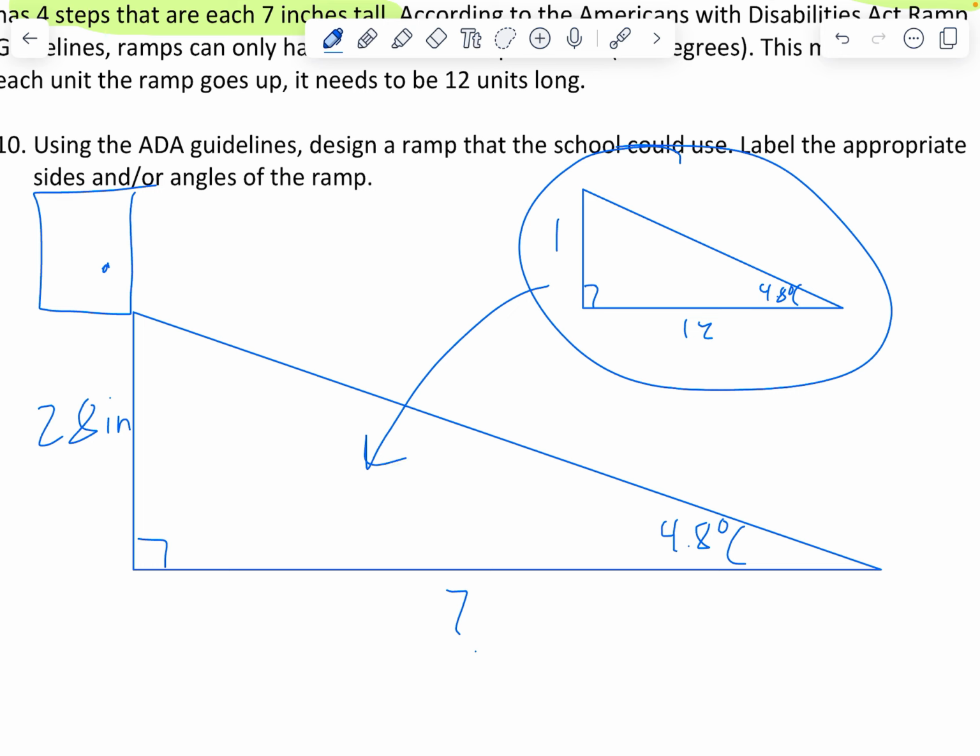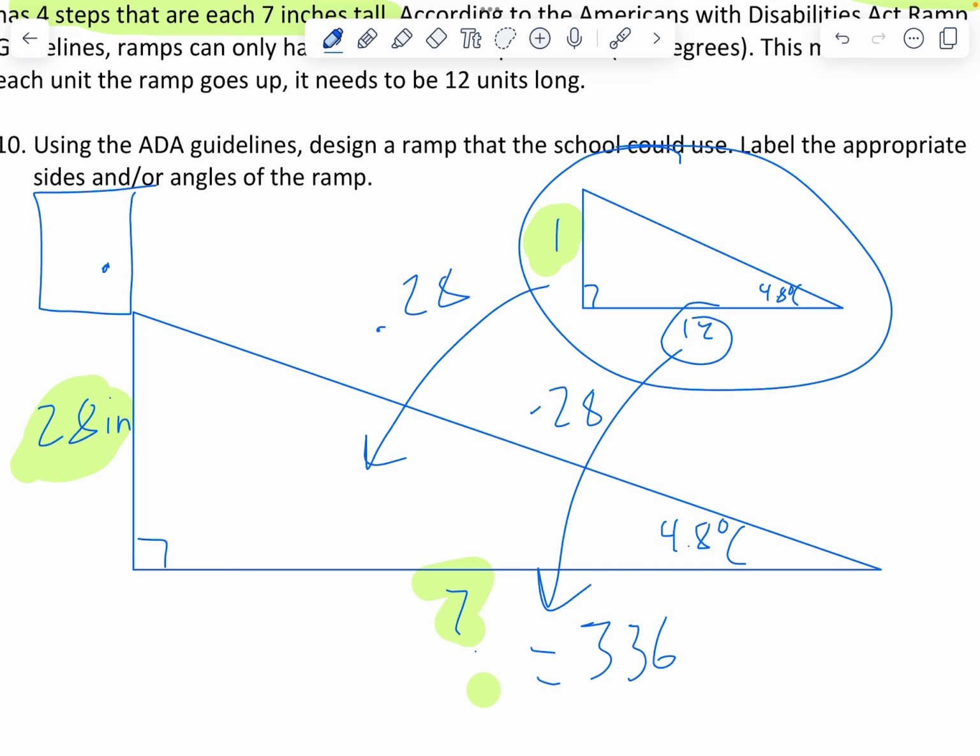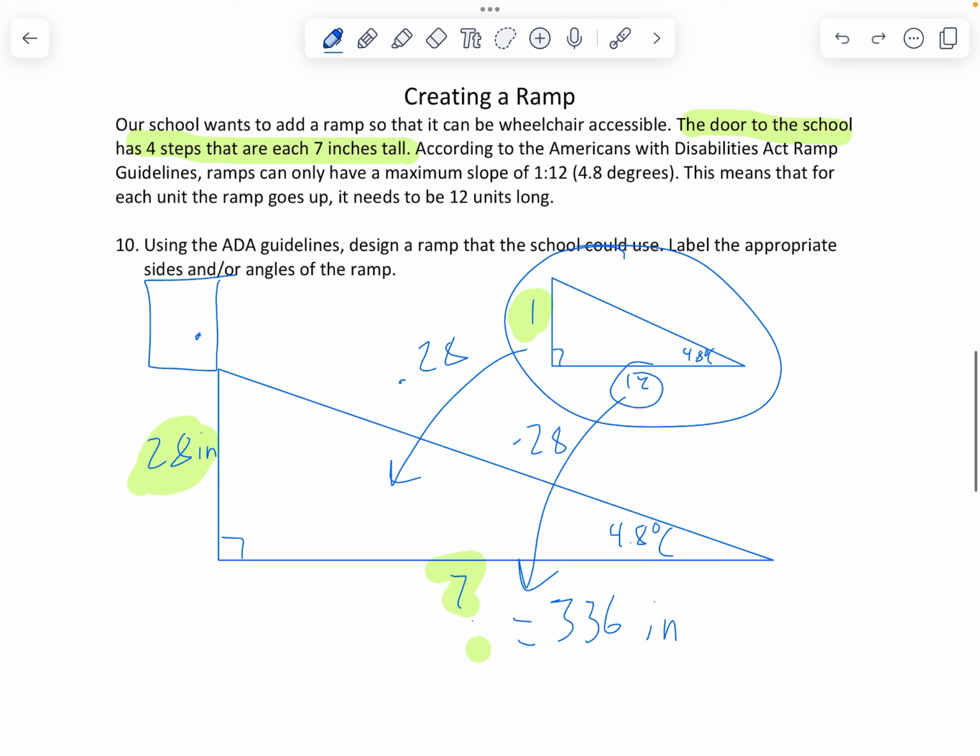So what are we multiplying by? Well, over here we have 1 and over here we have 28. So that means we are multiplying by 28, right? That's our scale factor. So in order to figure out what this is going to be right here, we need to take 12 and also multiply that by 28. And that is 336 inches, okay? So that's how long basically your ramp would need to be.